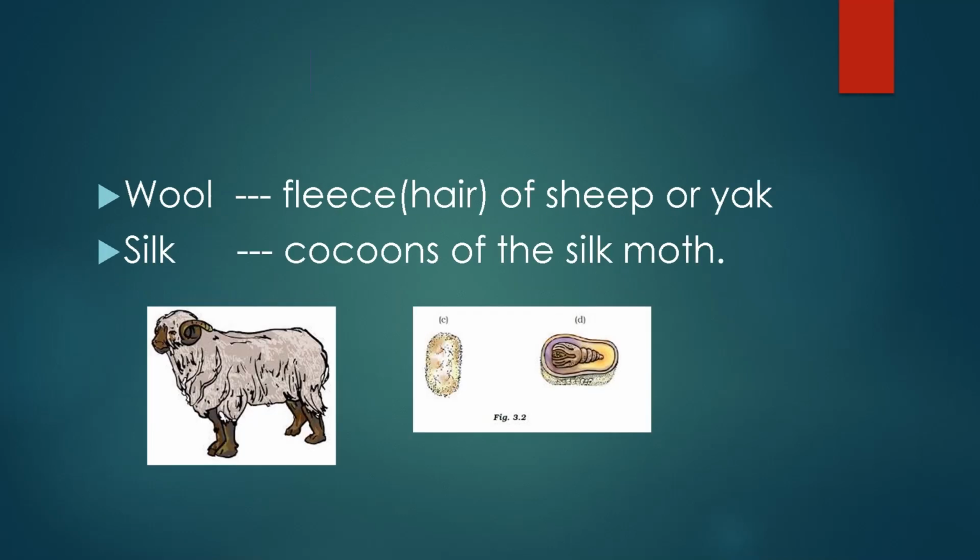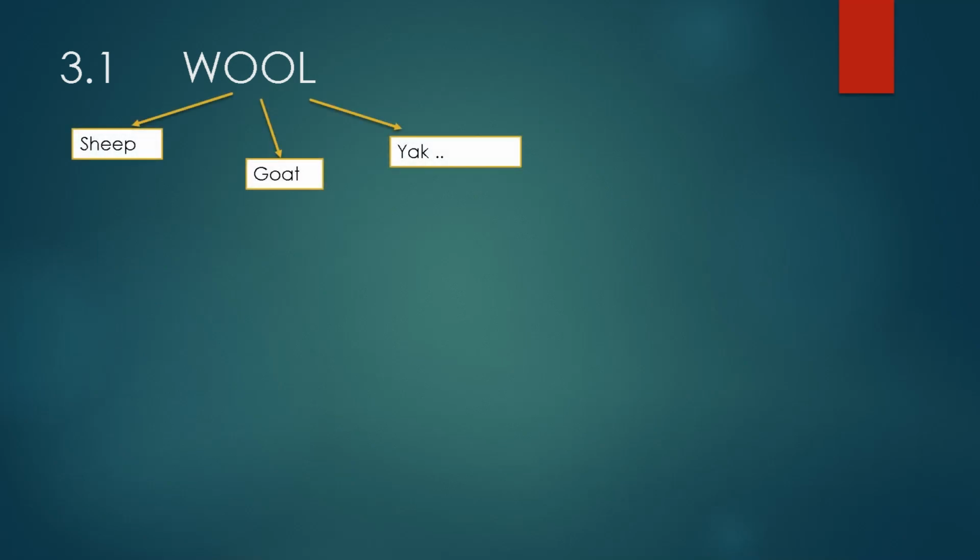We get wool, that is the hair of sheep or yak, and silk, from the cocoons of the silk moth. So here are two figures, yak and silk moth with the cocoon. This we will discuss in detail in a later video. First we will discuss wool. There are three main sources of wool: sheep, goat and yak.